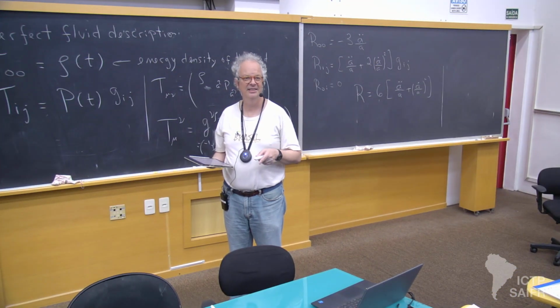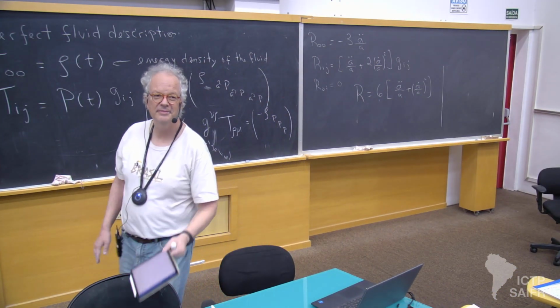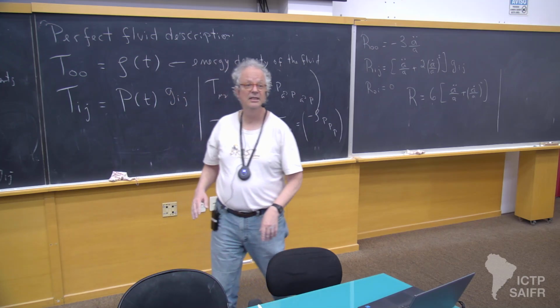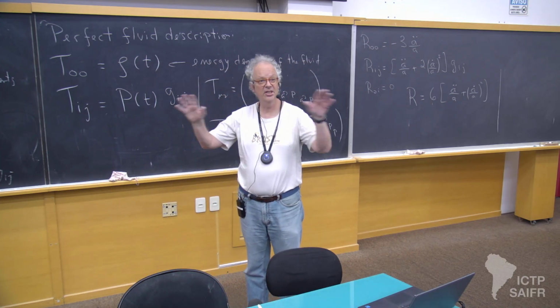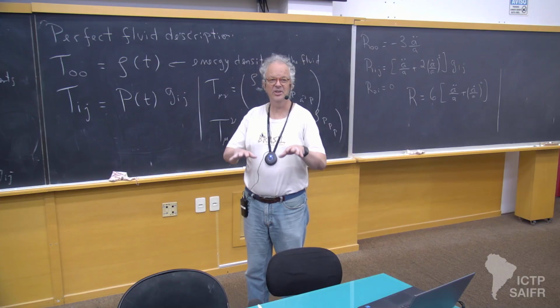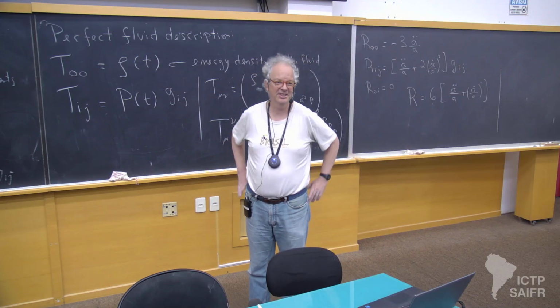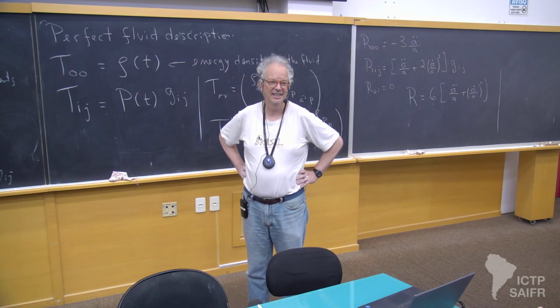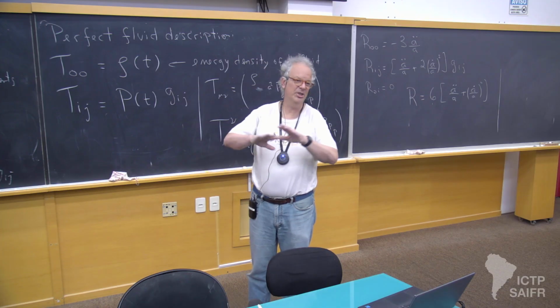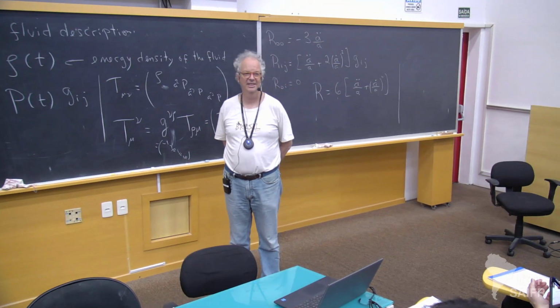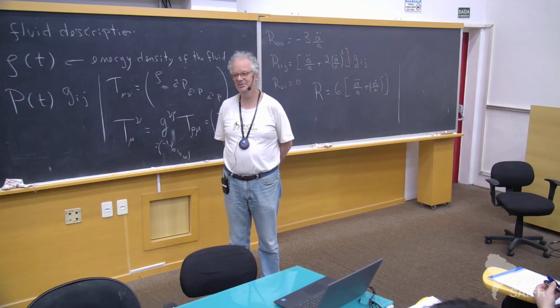So this describes radiation in the universe. This describes matter in the universe. This can even describe the cosmological constant. And I will show you that. Okay? Again, for this situation where matter is uniformly distributed, radiation is uniformly distributed, and the cosmological constant is uniformly distributed.